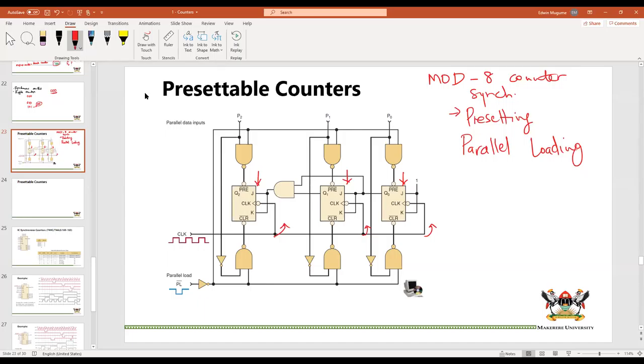So let us look. What happens is that you have these NAND gates. You have a NAND gate going into each preset. This is the preset input. You can see that this preset input is active low. So if you want to preset a counter, you make sure that the input going in here is active low. And the clear is also an active low input, meaning that if you want to clear, once again, you have to feed a zero going into that.